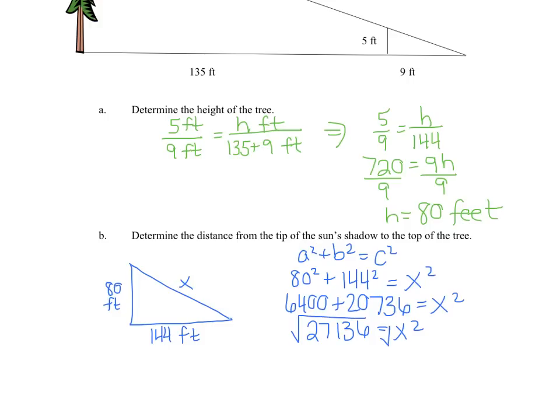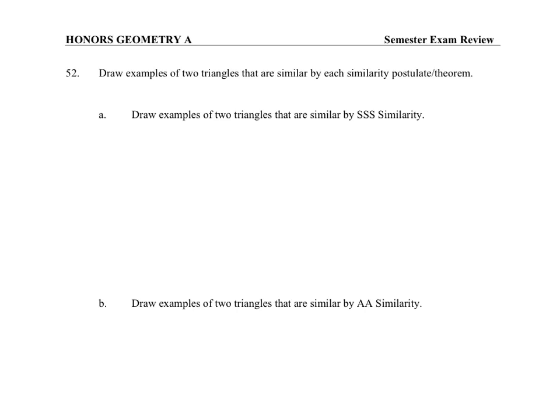I'm going to take the square root of both sides. I'm not going to use the negative because a length can't be negative, and x is going to equal 164.73 feet. So the distance from the tip of the sun's shadow to the top of the tree is 164.73 feet. Question 52. Draw examples of two triangles that are similar by each similarity postulate or theorem.